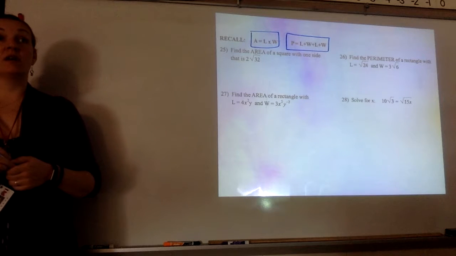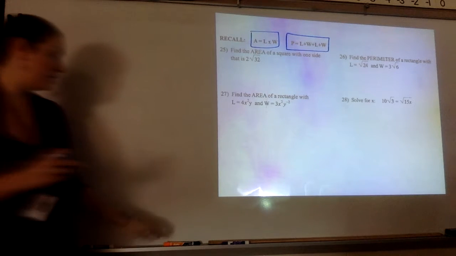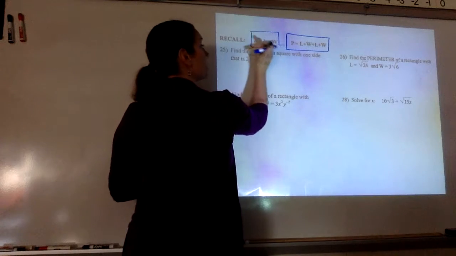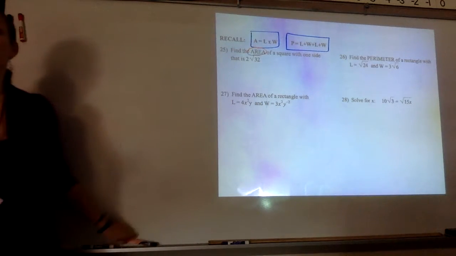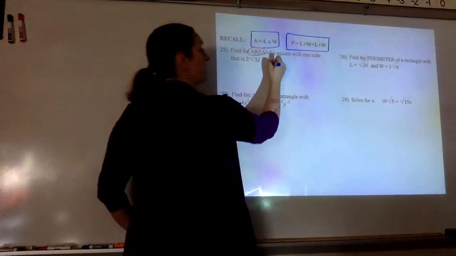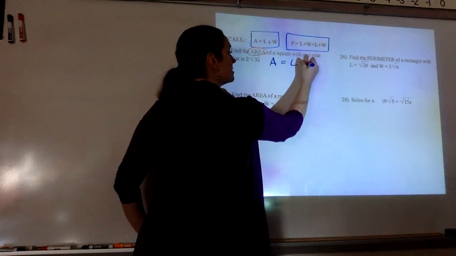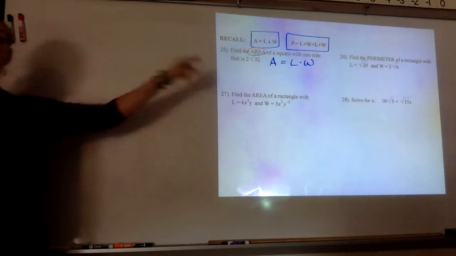Number 25 says, find the what? Area. Which formula should I write down to get 1 point? L times W. Okay, so if you write this, you will get 1 point on the test. Right there. Write it down. L times W.